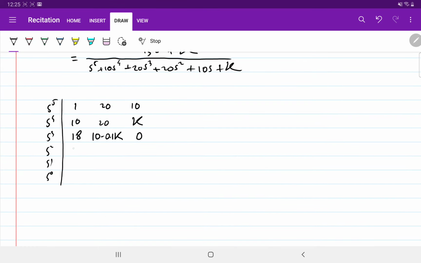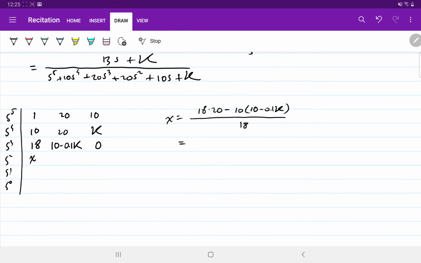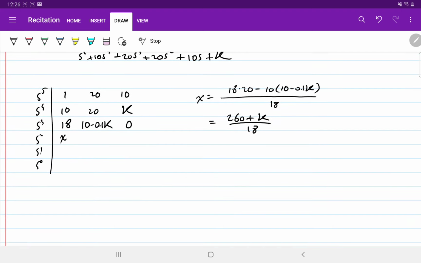Here is quite complicated, so let's put x there, and then we compute x. It's something divided by 18, right? So 18 times 10 minus 0.1k minus 10 times 20. Okay, so you can simplify this. I got 260 plus k over 18, right? Here is just k.